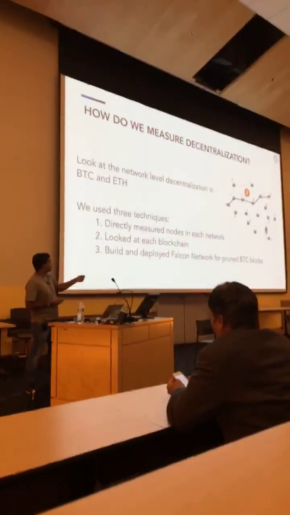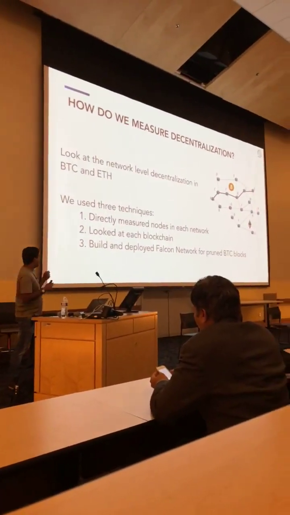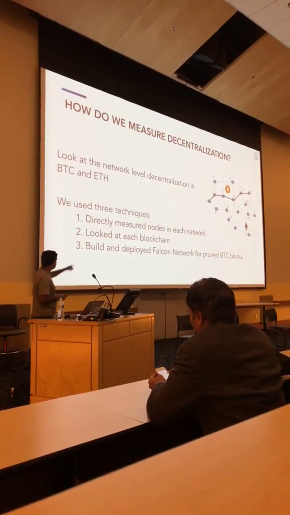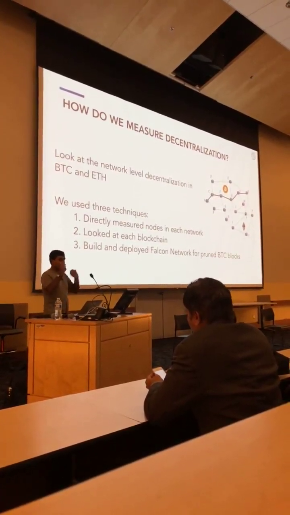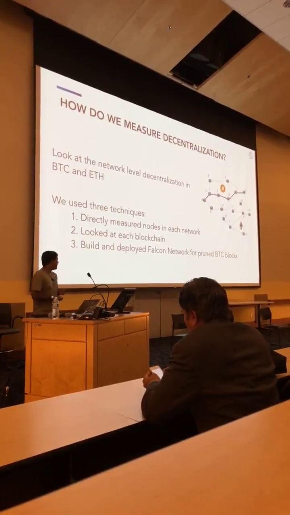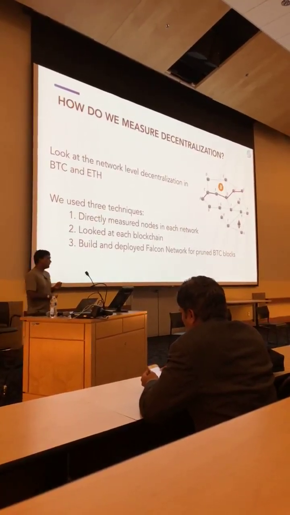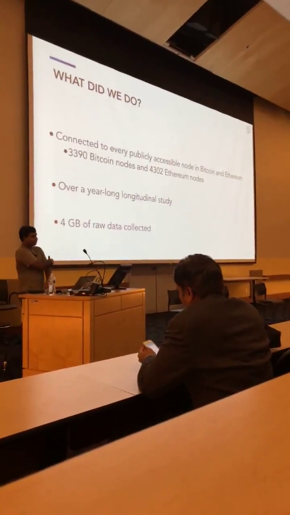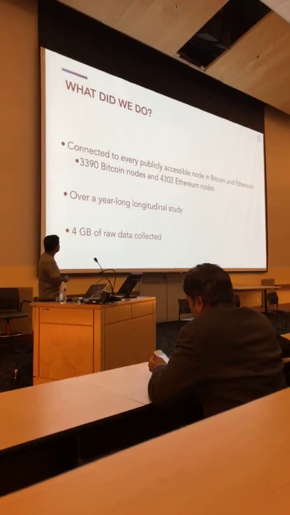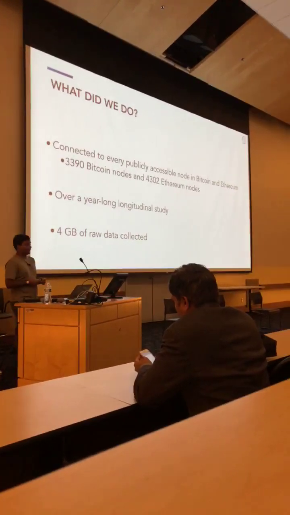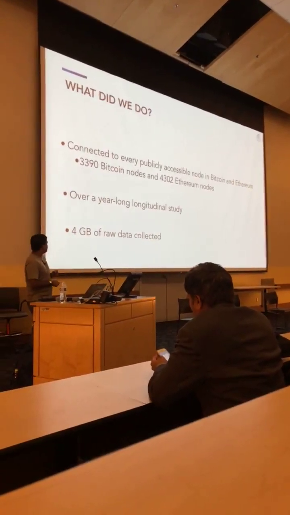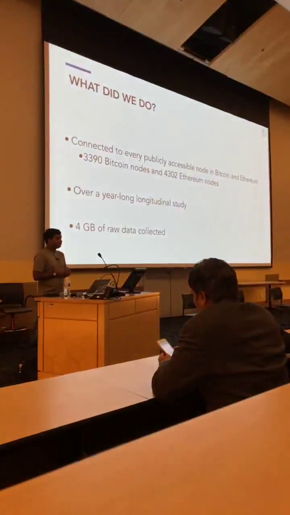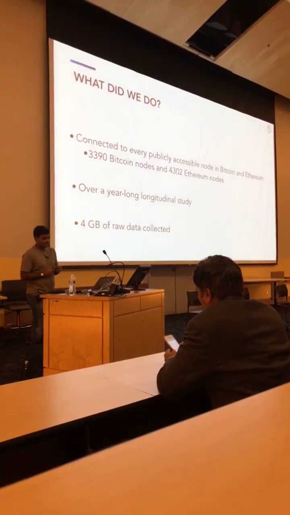We first directly measured nodes in each network, and by each network, I'm talking about Bitcoin and Ethereum, the two most popular blockchain networks. We also looked at the actual blockchain state itself. And we also built and deployed the Falcon relay network in order to get pruned Bitcoin blocks. So what did we do? We connected to over 3,000 Bitcoin nodes and 4,000 Ethereum nodes, and we did this for over a year. We collected about 4 gigabytes of raw network data that we analyzed.